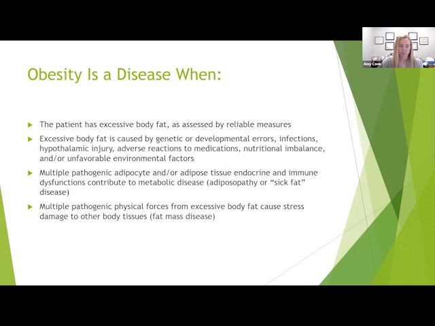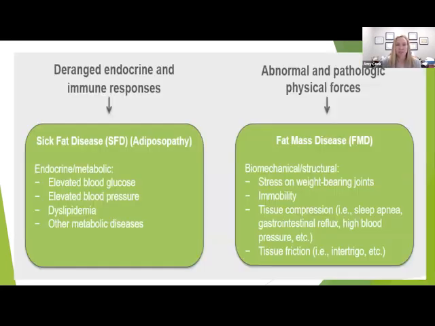And then with obesity, we can categorize some of the comorbidities into the adiposopathy, or what we call the sick fat disease, versus the fat mass disease. So this slide kind of goes into separating them out a little bit further. The adiposopathy or sick fat disease is going to be more the metabolic issues, whereas the fat mass disease is going to be the physical forces or the aspects of compression from the excess weight.